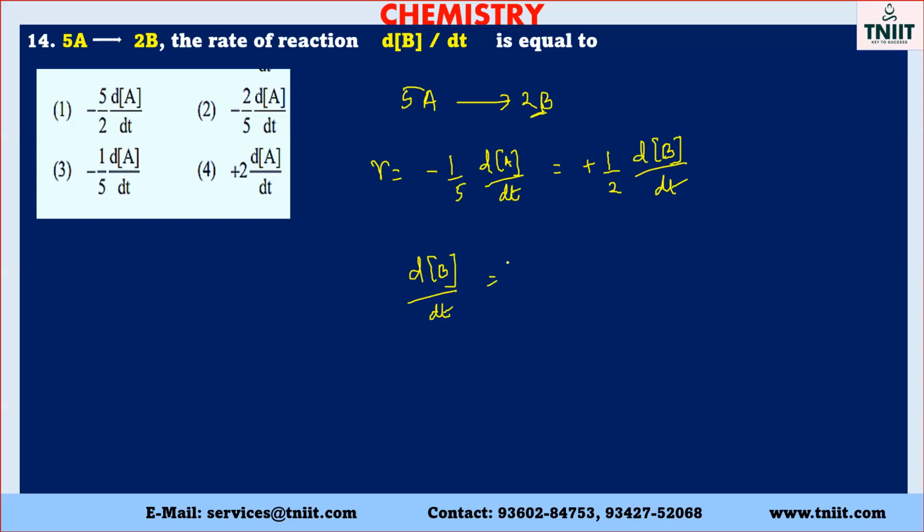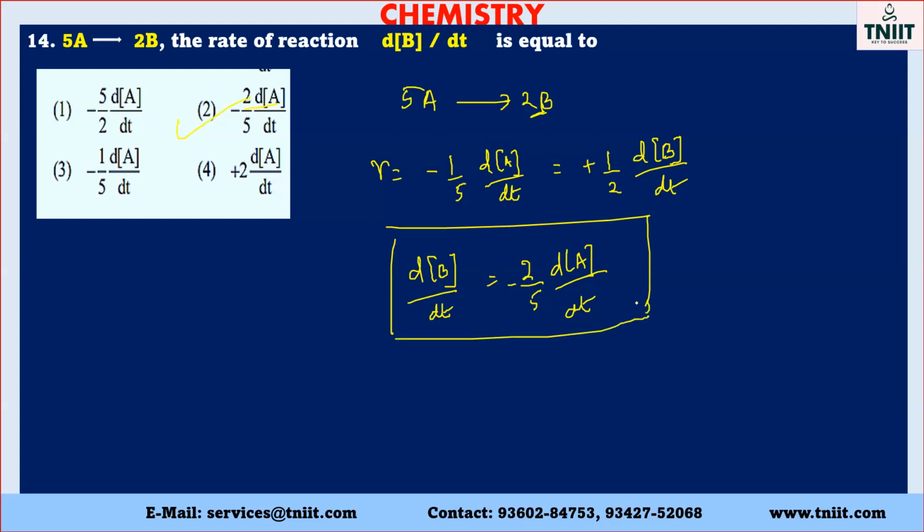If I take it to the left side, d[B]/dt will be minus 2 by 5 d[A]/dt. Therefore, the answer for this question is option 2, minus 2 by 5 d[A]/dt. This is a question from the chemical kinetics chapter.